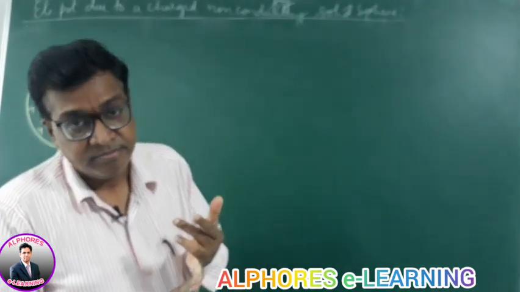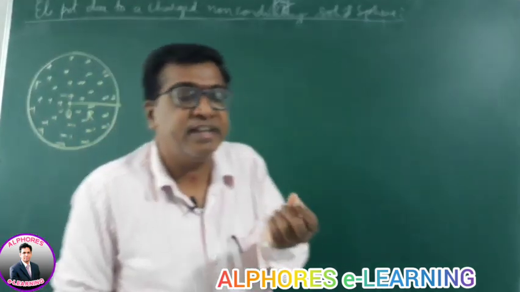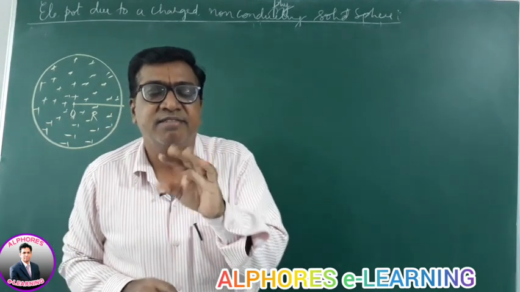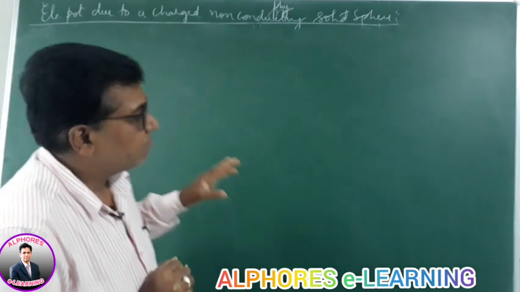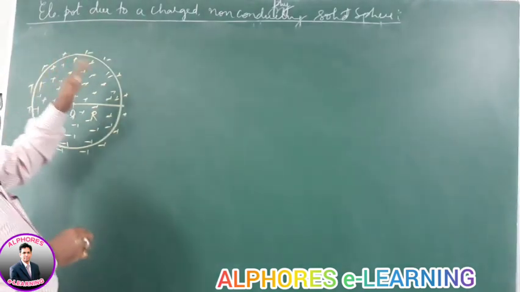Another point: it is a non-conducting sphere. In a non-conducting sphere, when I give a charge at any point, the charge remains there itself. Had it been a conducting sphere, the charges would move to the outermost boundary. But in a non-conducting sphere, charge remains wherever it is produced. So the charge is distributed throughout the volume of the sphere.